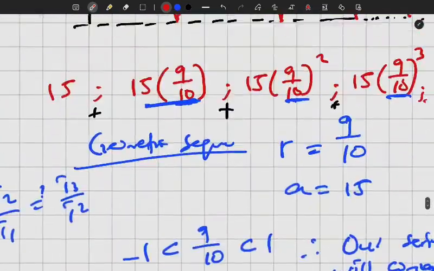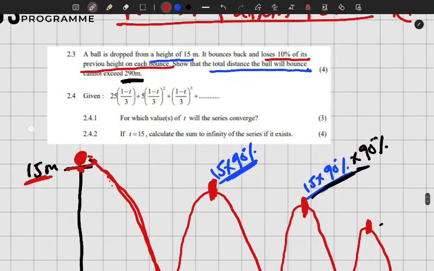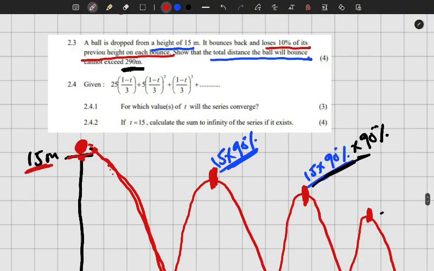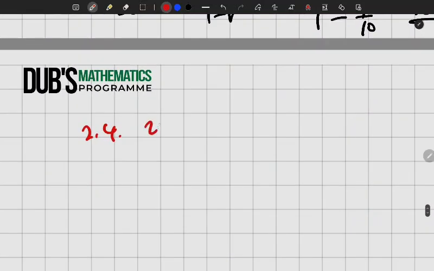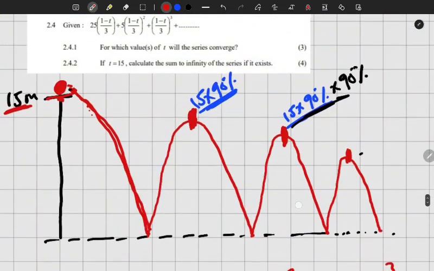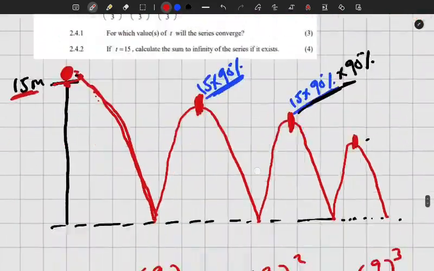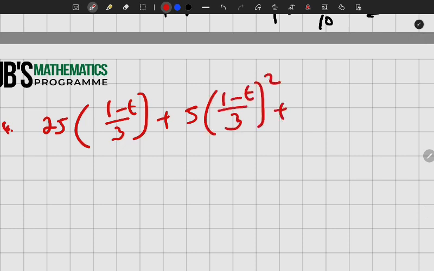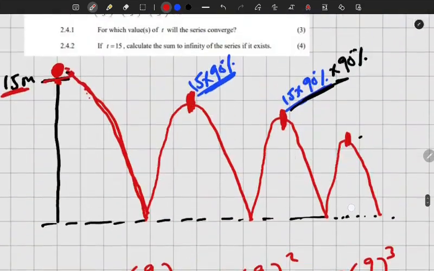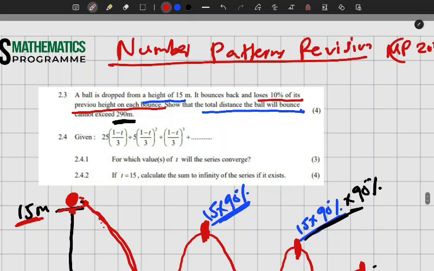Now the next question, 2.4, we are given these terms: 5(1 minus t over 3). So we're given the first term, which is 5 times (1 minus t over 3). Then the next one is 5 times (1 minus t over 3) squared. The next one is 5 times (1 minus t over 3) all cubed, and so on. They are saying for which values will the series converge.